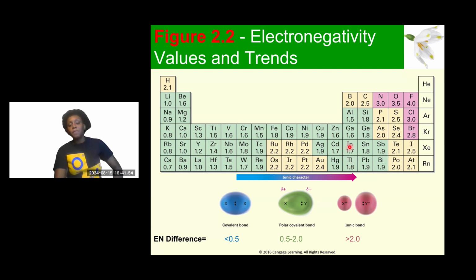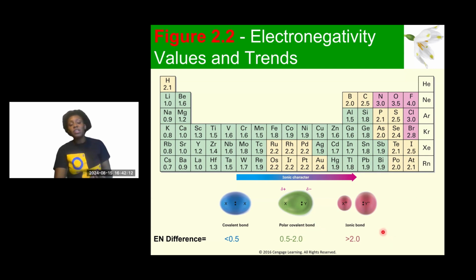Whereas if you have something like, let's say, oxygen connected to carbon, that's a difference of 1. And so that's in between. And so that would be considered a polar covalent bond. If you have 0.5 to 2.0, that is polar, all right?